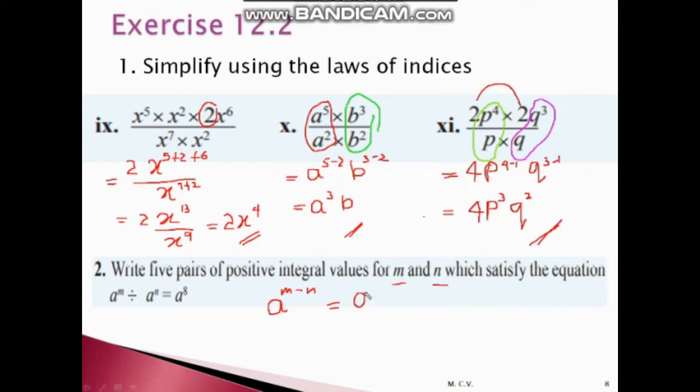In the left hand side the index is m minus n. In the right hand side the index is 8. So both should be equal. What are the ways of getting 8 when we subtract two numbers?